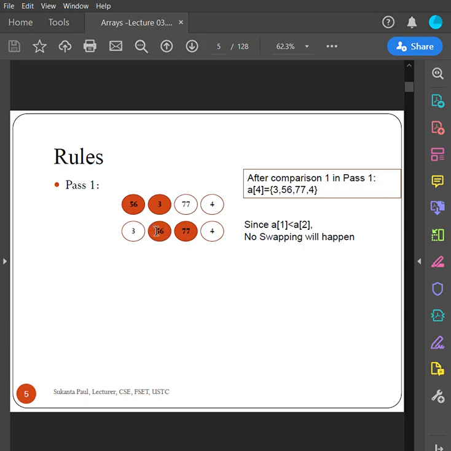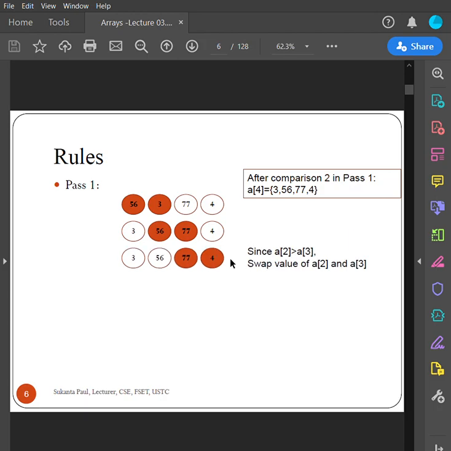Then we have to compare a1 with a2. Since a1 is less than a2, no swapping will happen. Then we have to compare a2 with a3. Since a2 is greater than a3, we have to swap the values. That means 4 will be in the position of 77 and 77 will be in the position of 4.